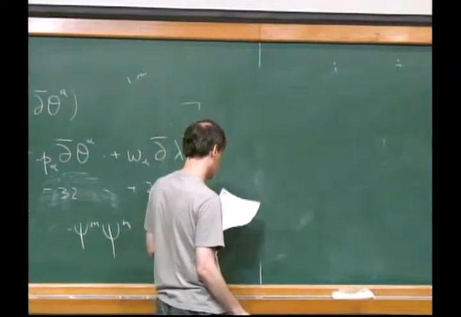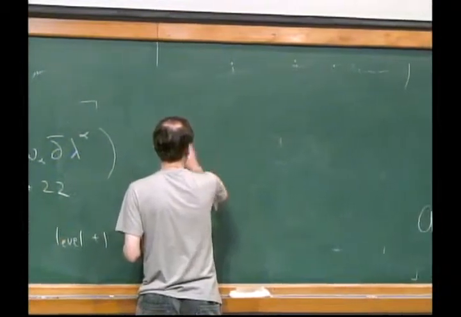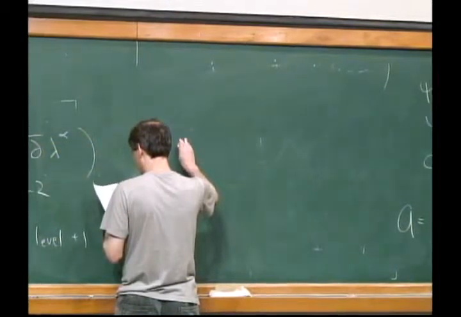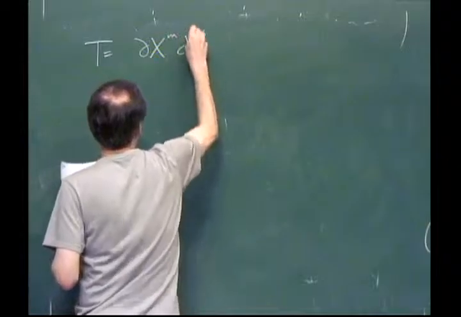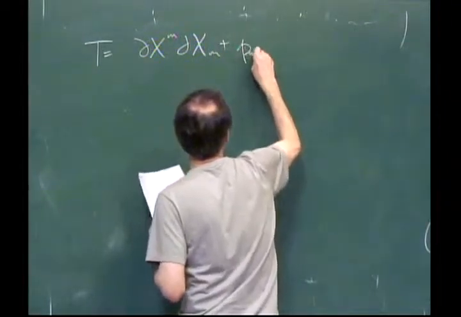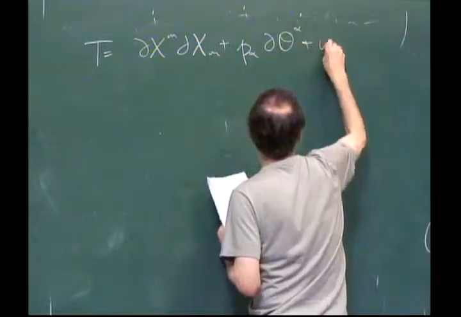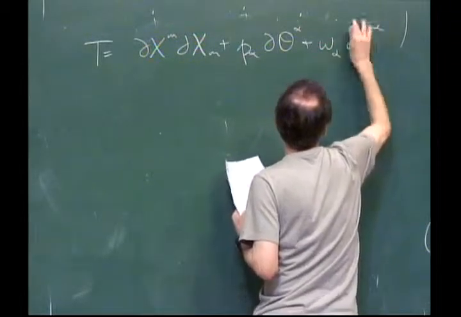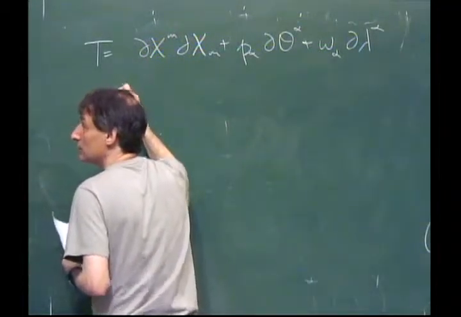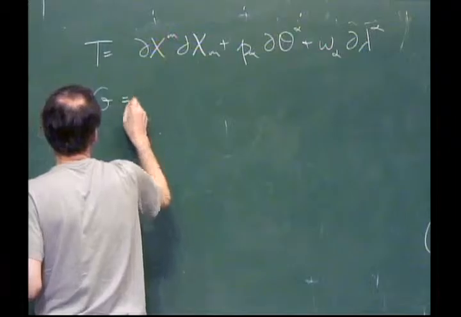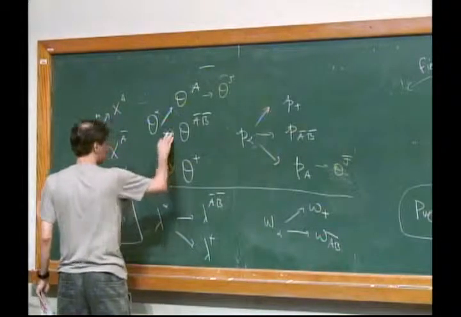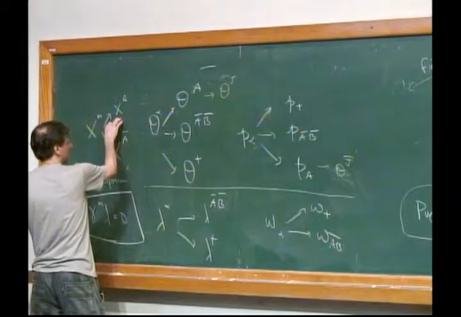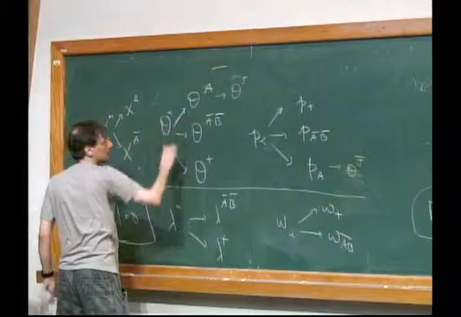So how do the n equals 2 generators act? So I'll write down what T is. So T is obviously just... so G is a little bit more complicated. So it will take thetas into lambdas, and it will take x's into these thetas.